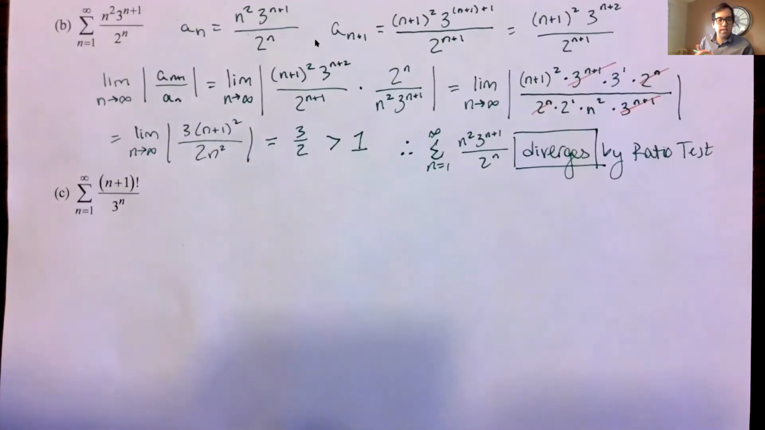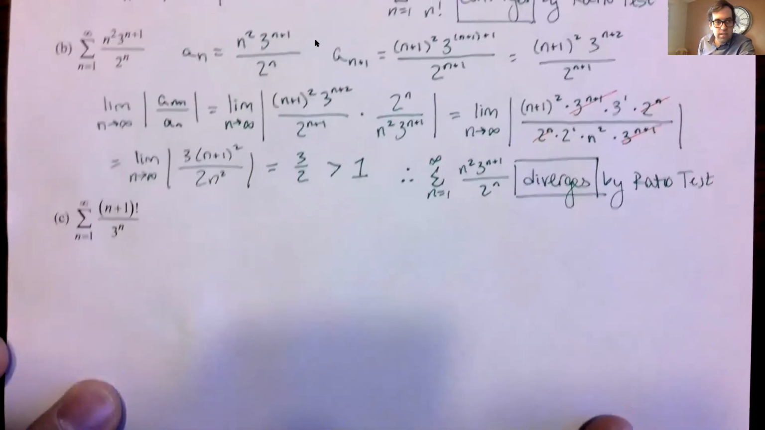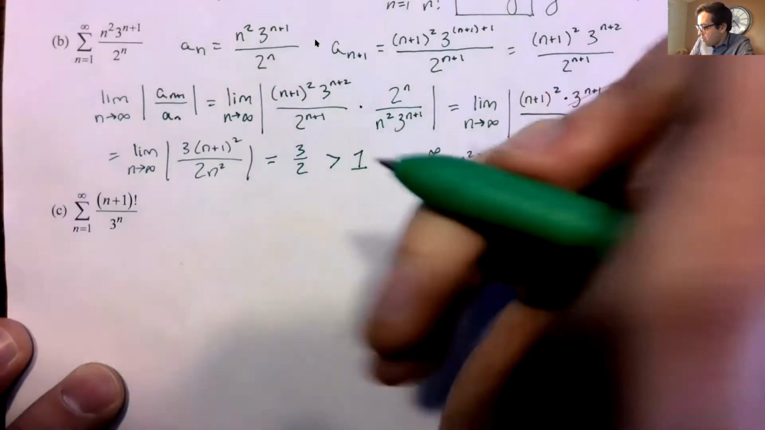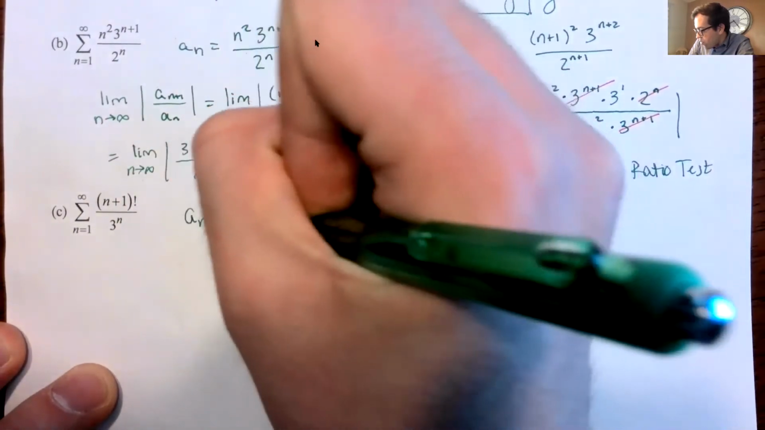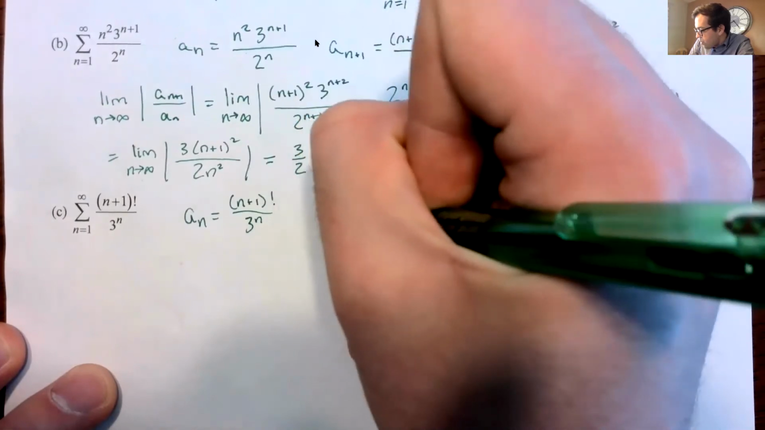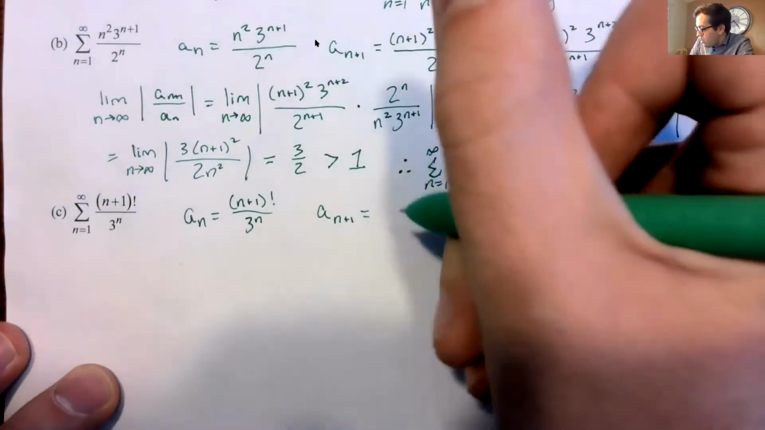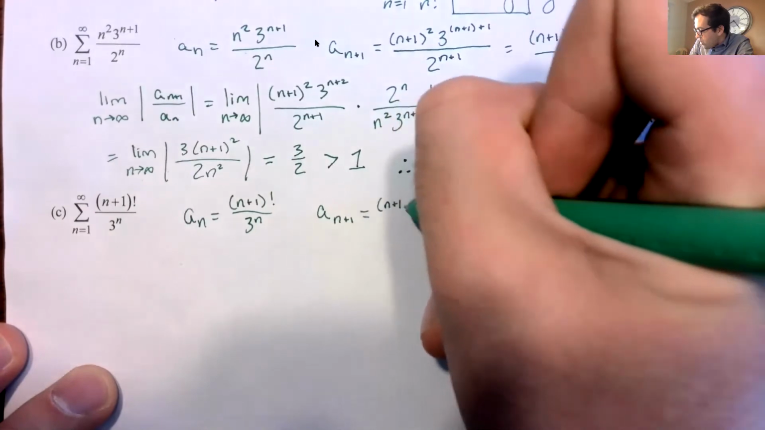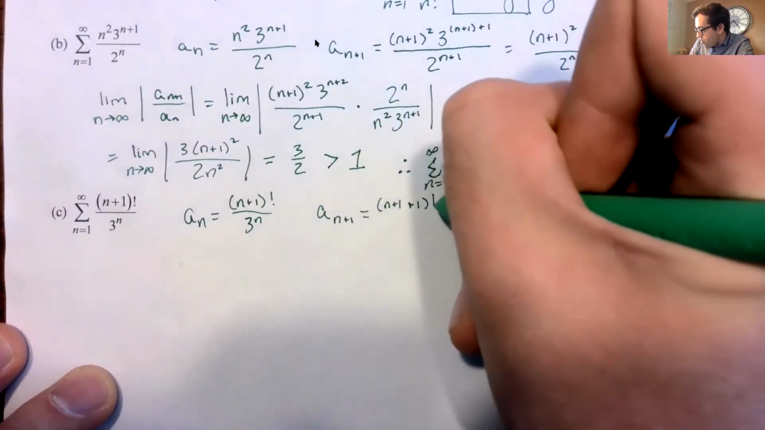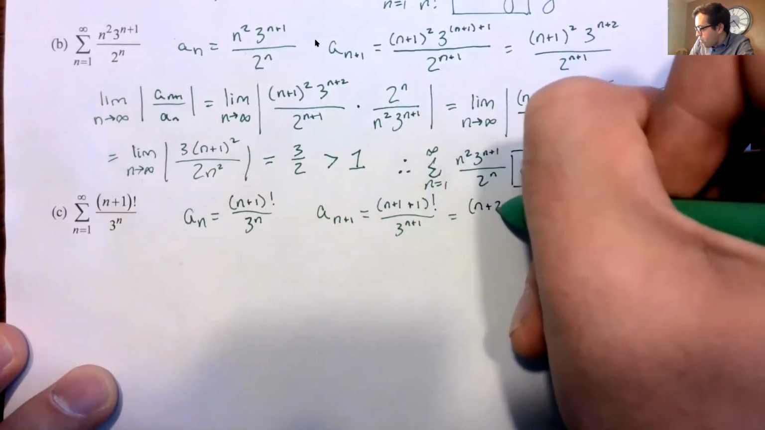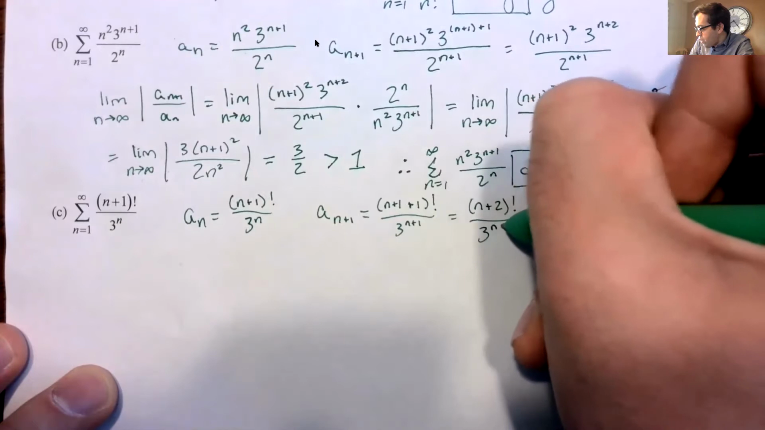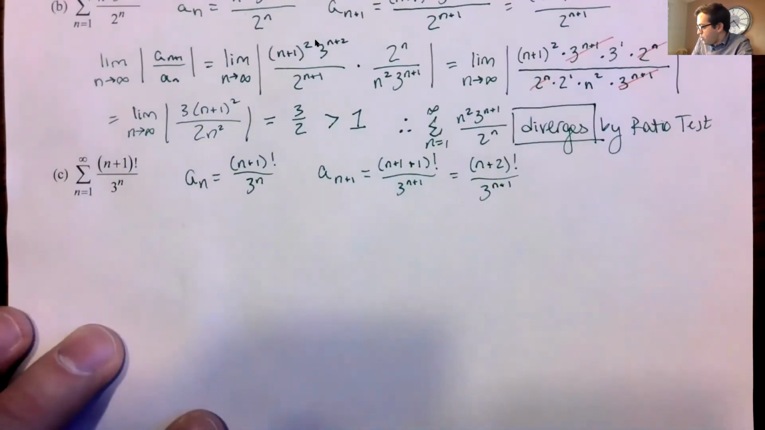Letter C, the sum of n plus 1 factorial over 3 to the n. So just like always, just like we've been doing, I'm going to write out a sub n and a sub n plus 1. So a sub n is n plus 1 factorial over 3 to the n. A sub n plus 1 is going to be n plus 1 factorial over 3 to the n plus 1, which I could rewrite as n plus 2 factorial over 3 to the n plus 1. So let's do this.